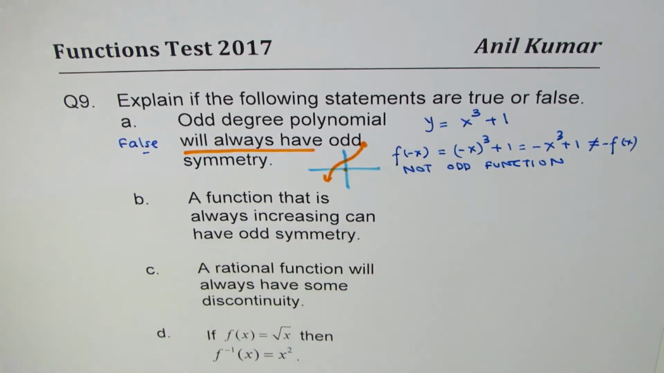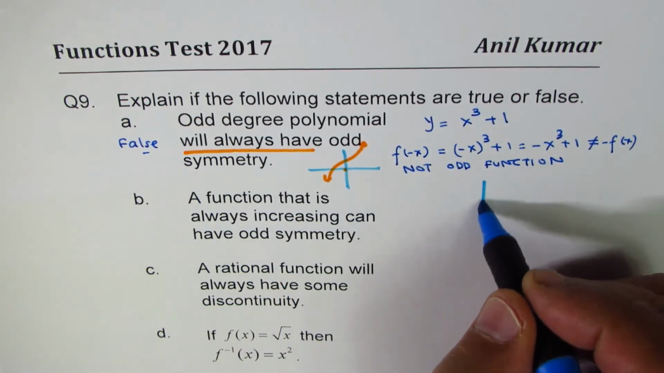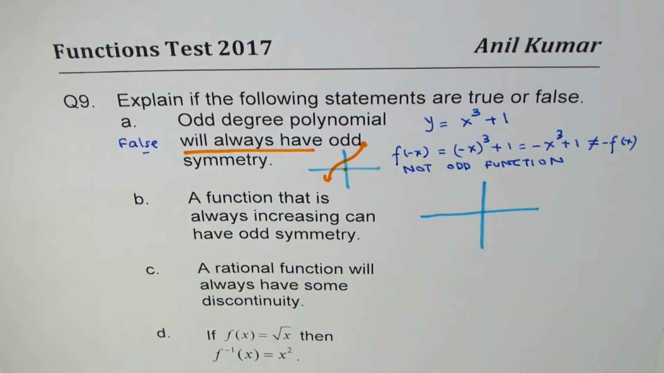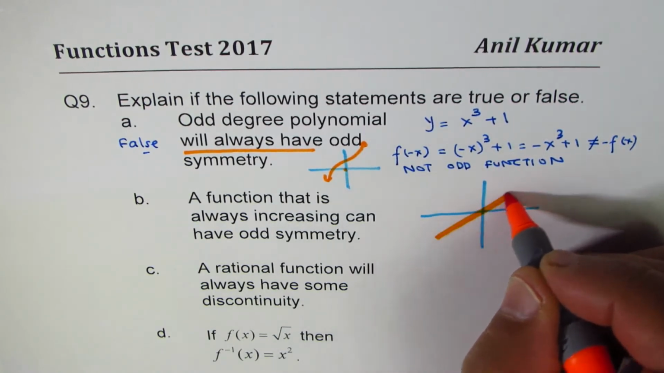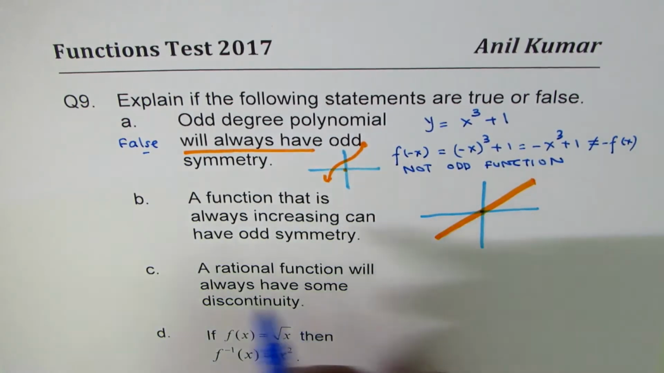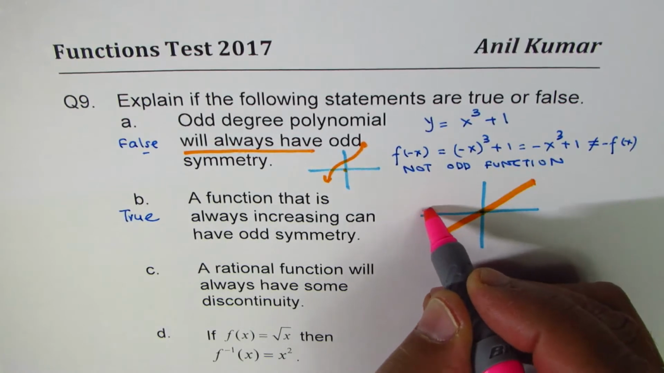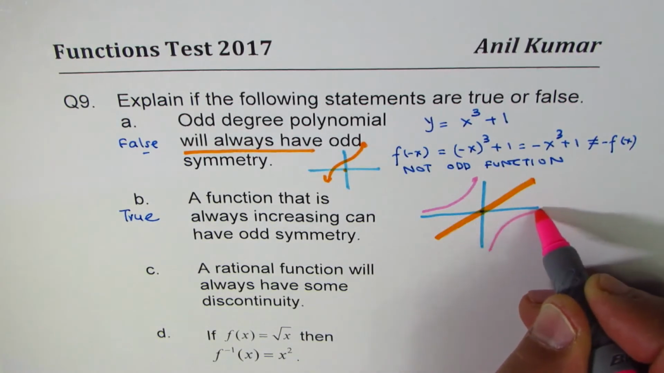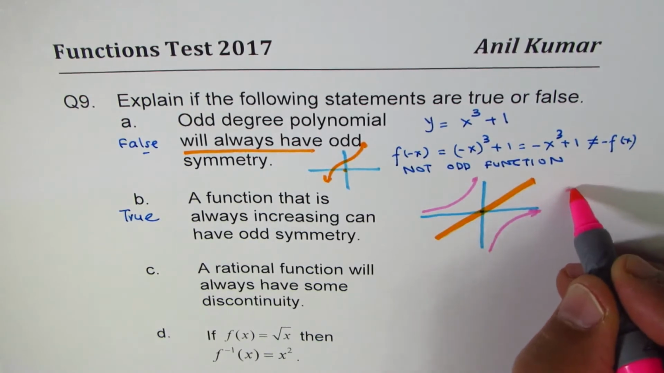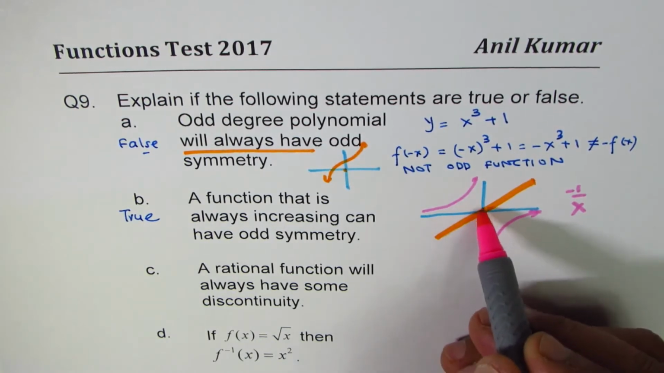The next question here is, a function that is always increasing can have odd symmetry. So always increasing, we could have a function like a straight line, y equals x, which is always increasing, and it does have odd symmetry. So this statement is true. Another example could be 1 over x with a minus sign. This function, minus 1 over x, is always increasing in its domain. It also has odd symmetry. It is symmetric about origin.